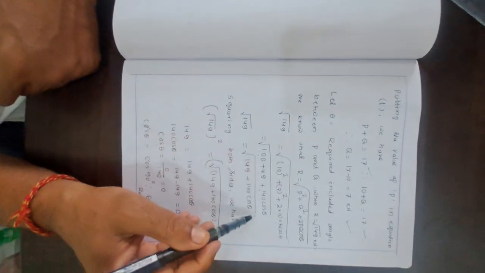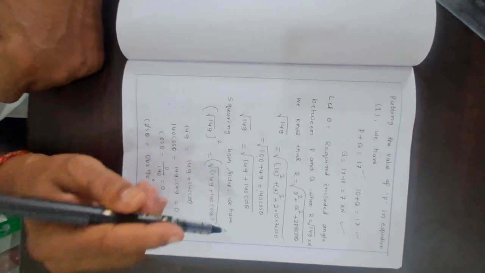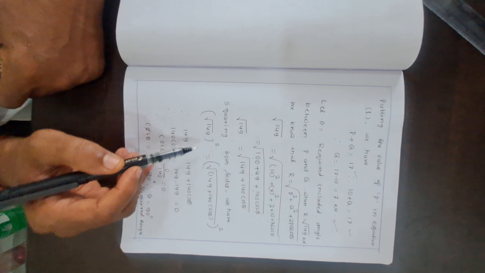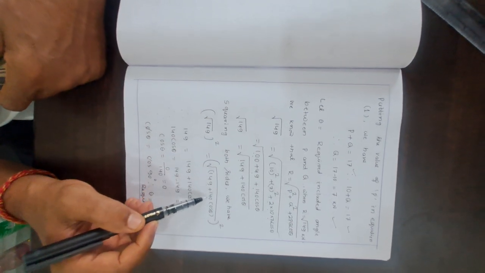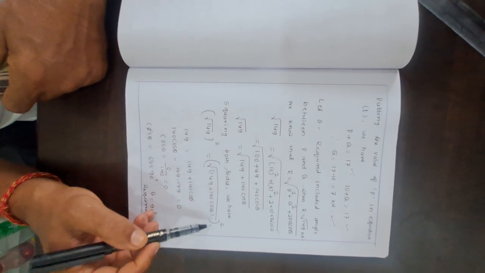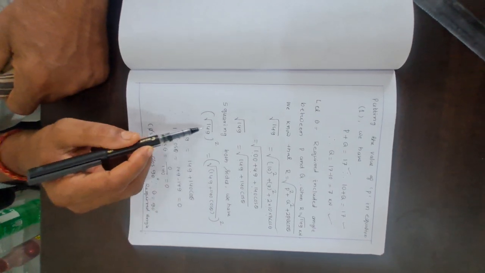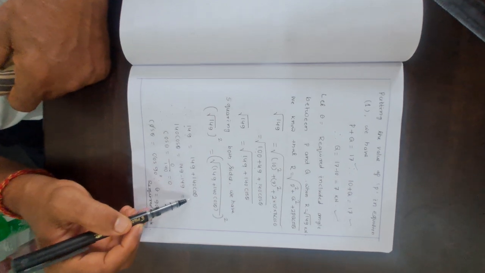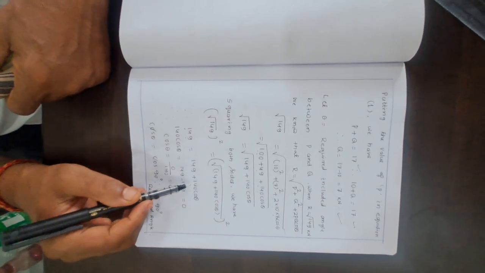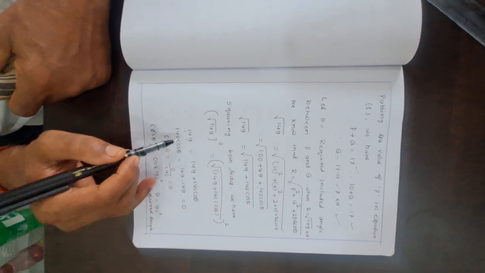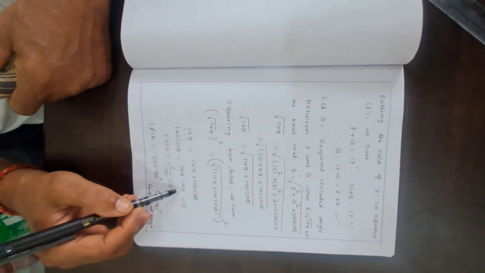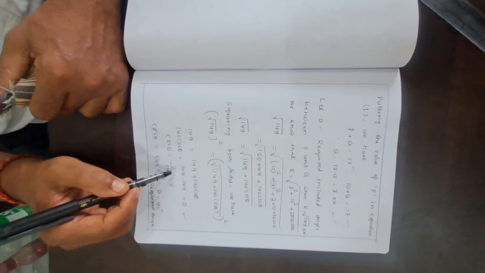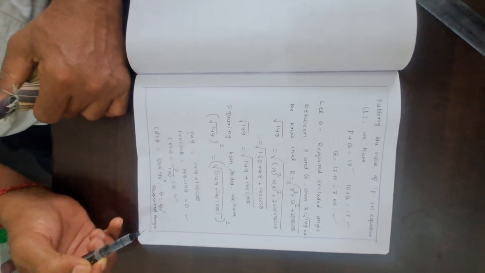Then squaring both sides, we have 149 is equal to 149 plus 140 cos theta. Therefore 149 is equal to 149 plus 140 cos theta. Then 140 cos theta is equal to 149 minus 149 is equal to 0. Then cos theta is equal to 0 by 140 is equal to 0.